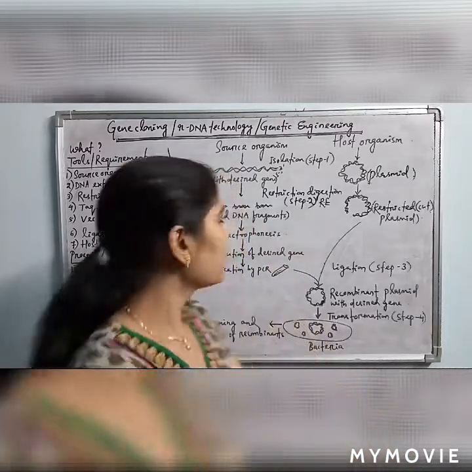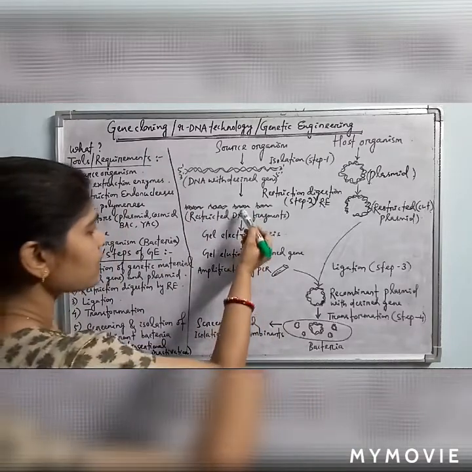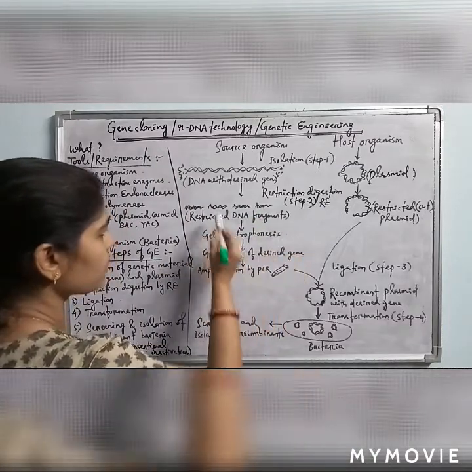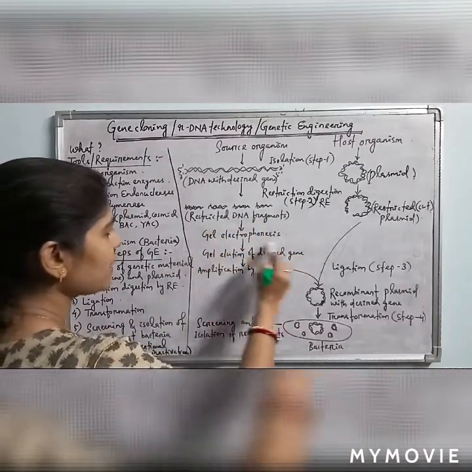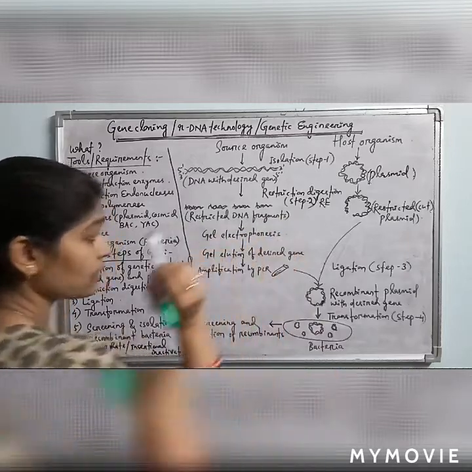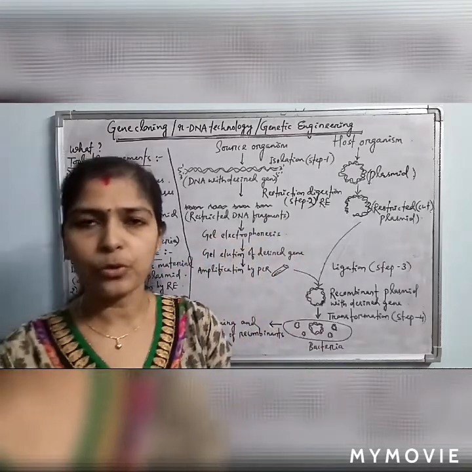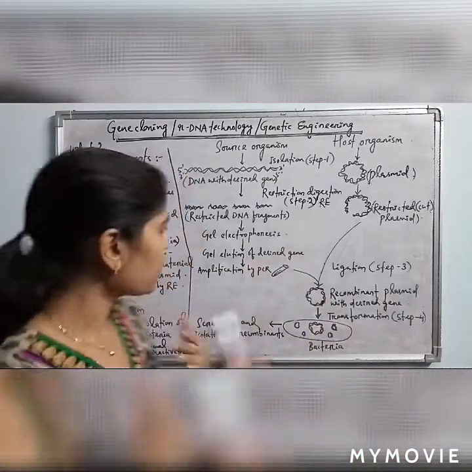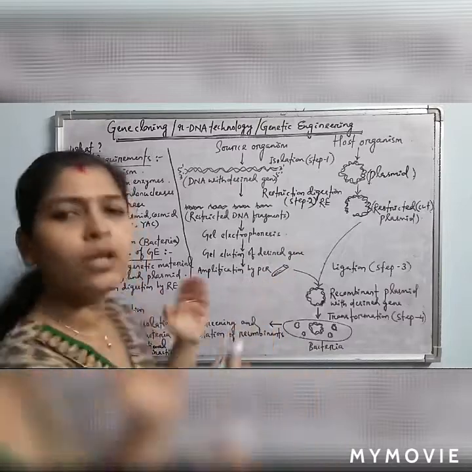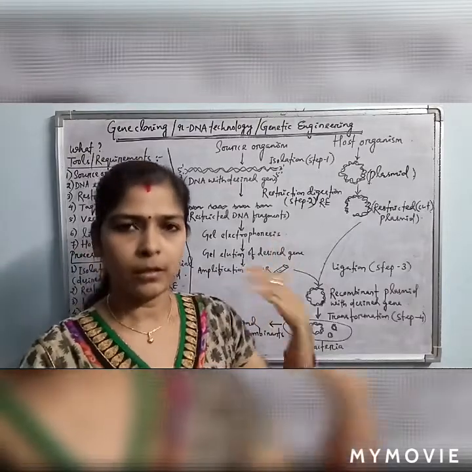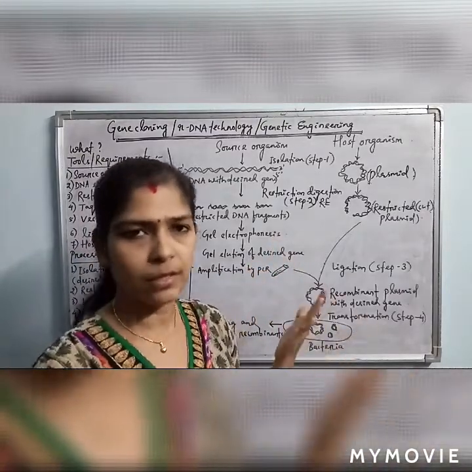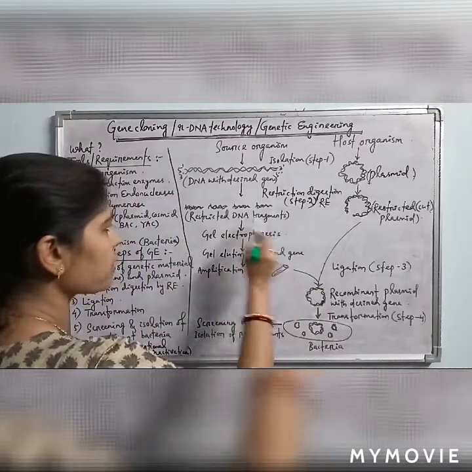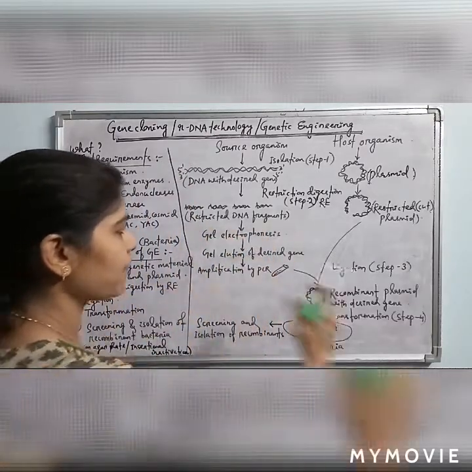So different DNA fragments can be separated in the gel electrophoresis. As DNA is negatively charged, it will move toward the positively charged electrode. So this is gel electrophoresis. I will also teach this gel electrophoresis in one of the classes if any doubt is there with you. So by gel electrophoresis, different fragments of DNA can be easily separated out.